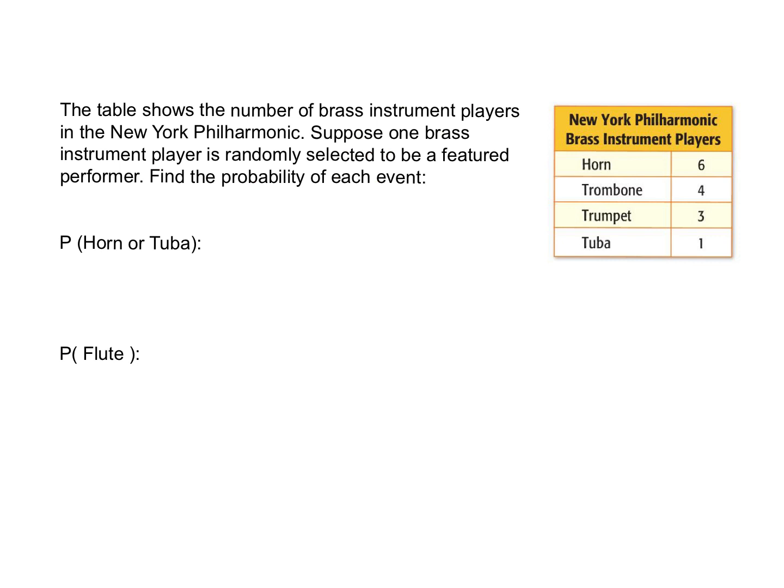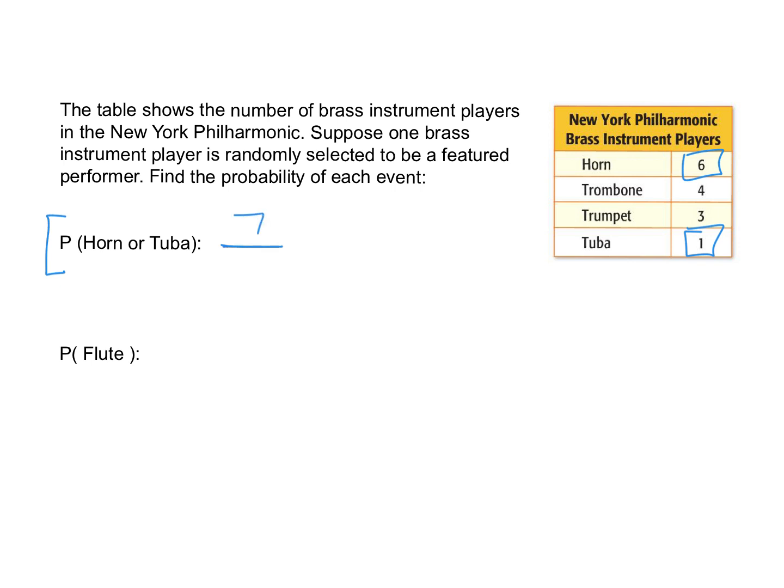The table shows the number of brass instrument players in the New York Philharmonic. Suppose one brass instrument is randomly selected to be a featured performer. Find the probability of each event. So probability of picking a horn or tuba. Here's the horn, and here's the tuba. We know that either a horn or a tuba, there's 7, right? Because we would do 6 plus 1. So the probability of horn or tuba is going to be 7.